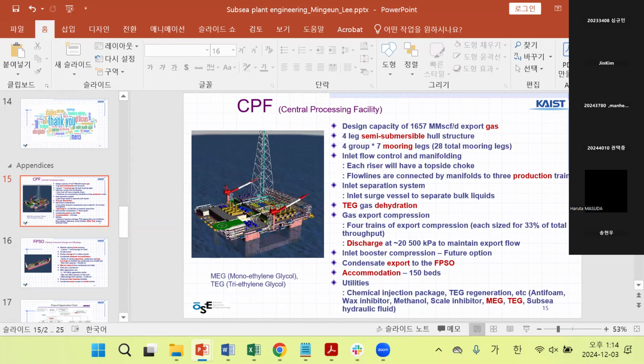So we need to have a more standing text. Probably have one more, a bit more explanation on the mooring system.